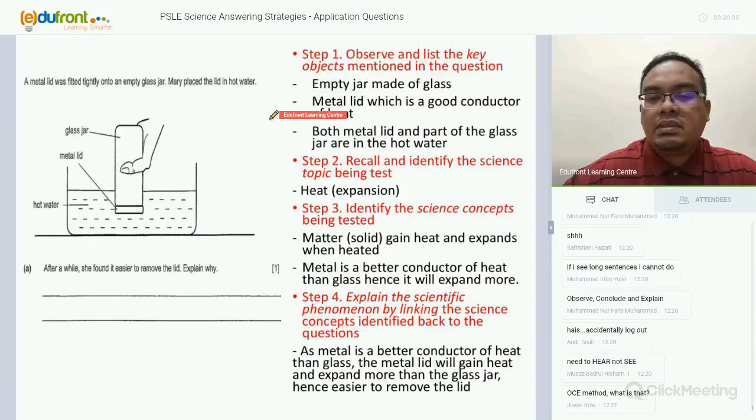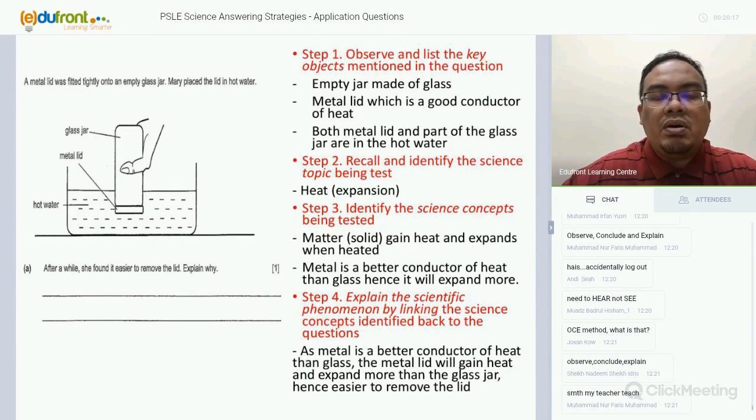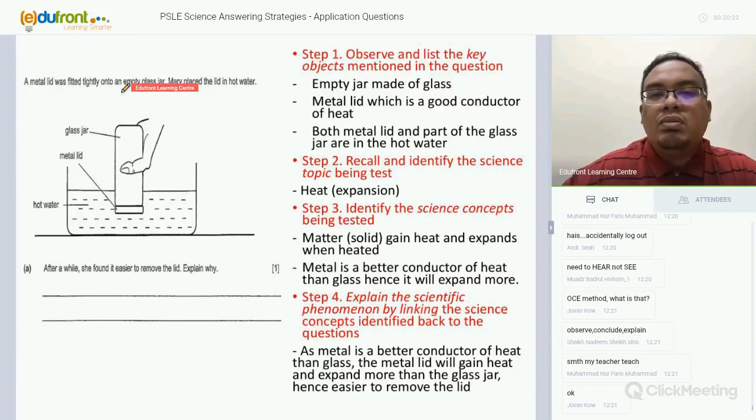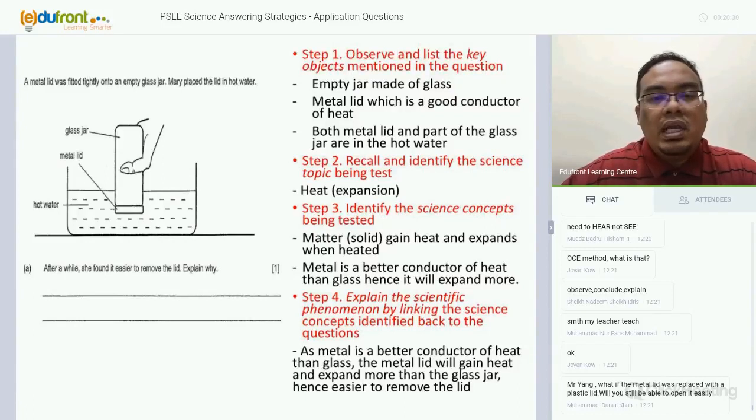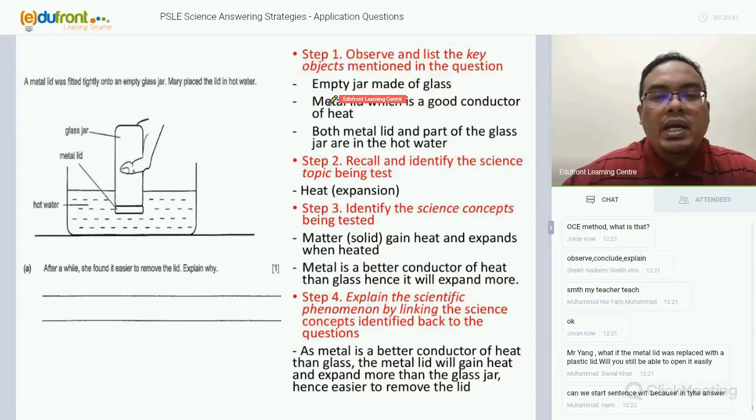Step number 1, observe and list the key objects mentioned. Here you need to open your eyes, and use your highlighting technique to underline or identify the keywords. Many students tell me that they don't read the questions, especially when the question is very long. Impossible. You need to read the question. If you don't read carefully and identify the keywords, how can you solve the question? So you can see the key objects here: number 1, an empty jar made of glass.